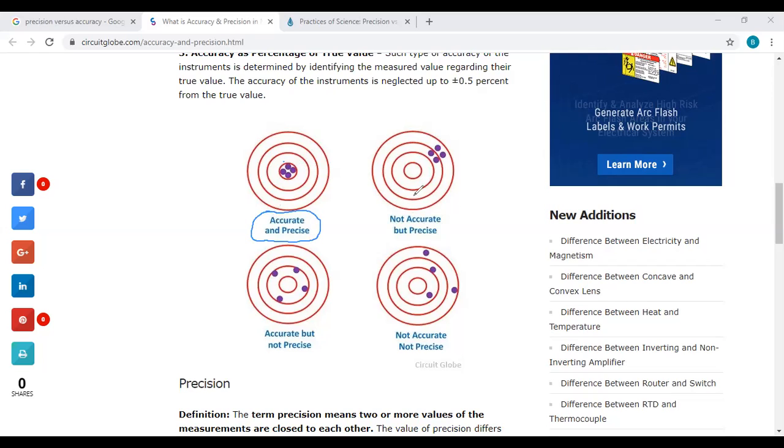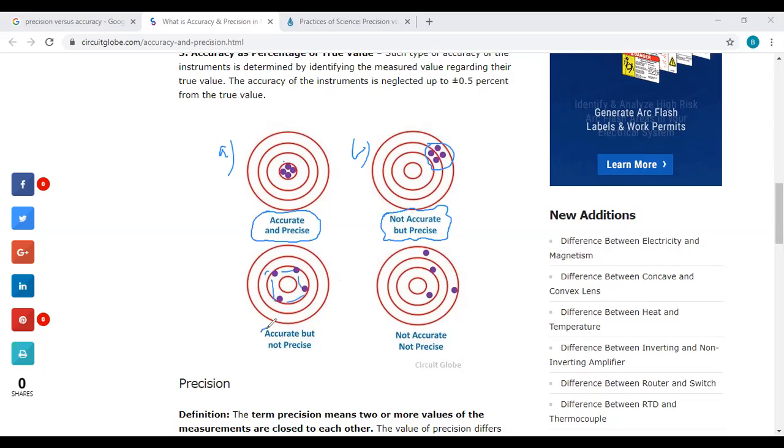Let's say this is A. Now for part B, the four dots are not inside the inner circle, so their value is not accurate, but the values are close to each other. And what is precision? How close the values are to each other. So in this scenario, the values are not accurate, but they are precise. In this one, the four values are closer to the inner circle, so they are relatively accurate, but they are far away from each other. Can you see the distance?